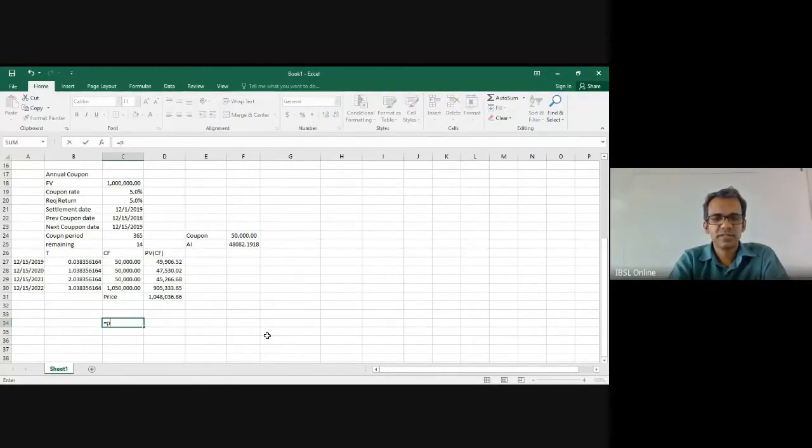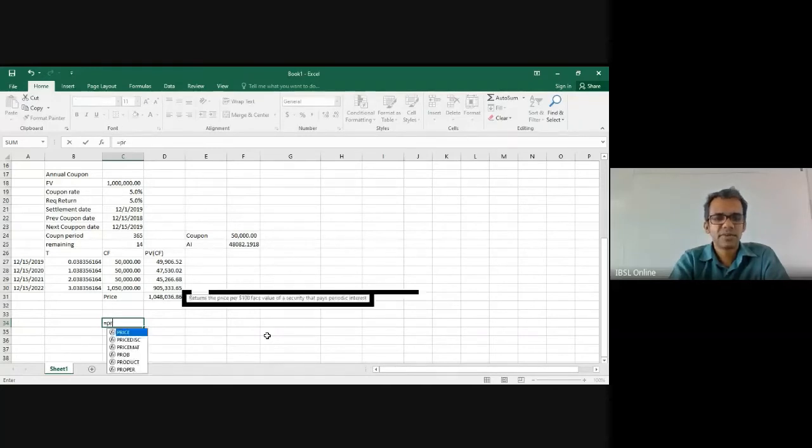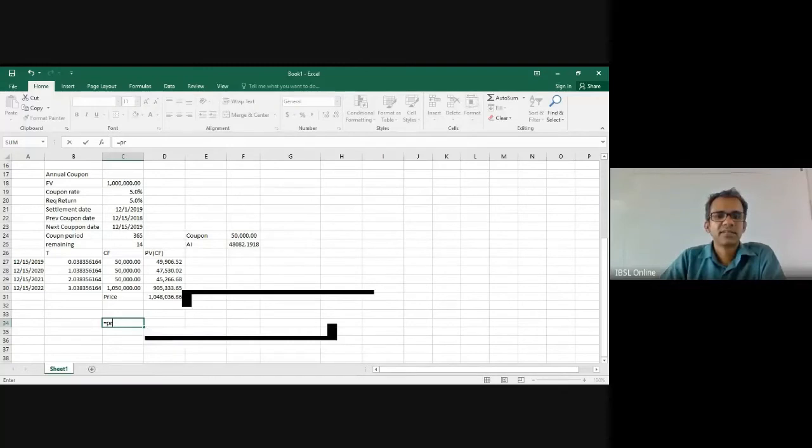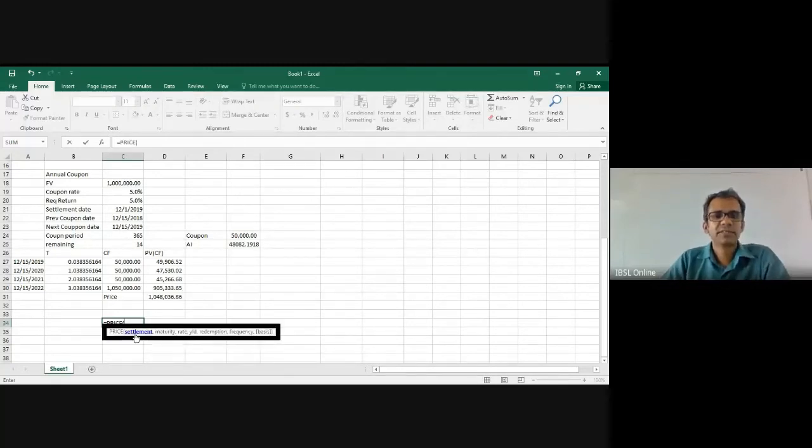So the equation is PRICE. Then the first argument for that equation is the settlement date. So we have put the settlement date.